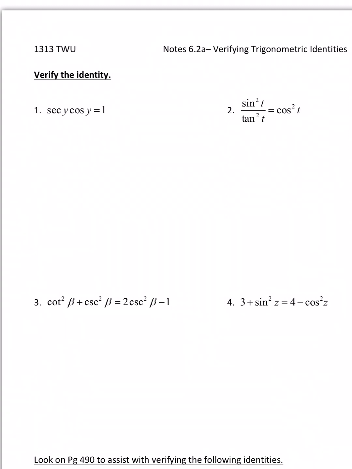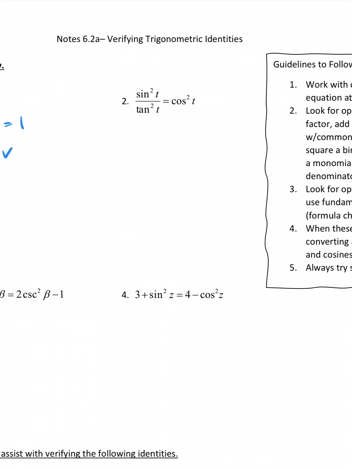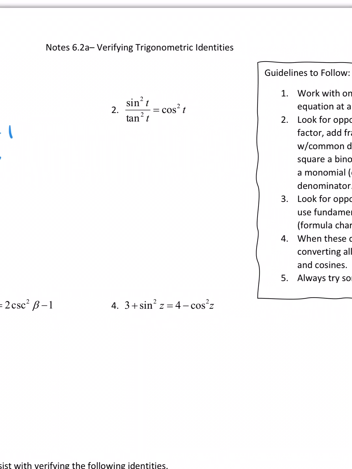Secant of y times cosine of y equals 1. Well, I'm going to use a reciprocal property. Secant is just 1 over cosine of y, times the cosine of y. And then it should be obvious to you. These two will cancel out, so 1 equals 1, and I'm done. That's it. Moving on to number 2.